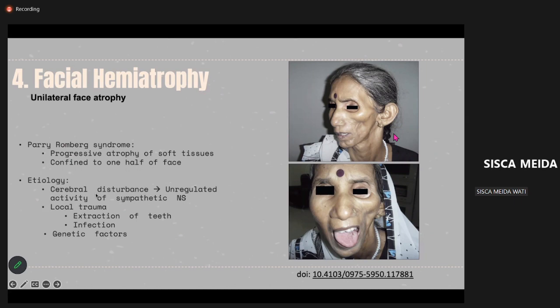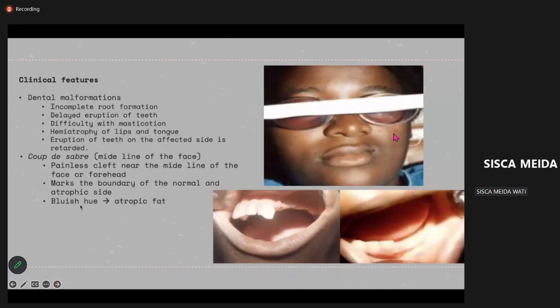of the face. The etiology could be cerebral disturbances related to disturbances in the neural system, could be local trauma during extractions of the teeth or infections, and could also be genetic factors. Okay, I will not explain the etiology in detail because the learning outcome of this material is that you only need to know about this type of condition.